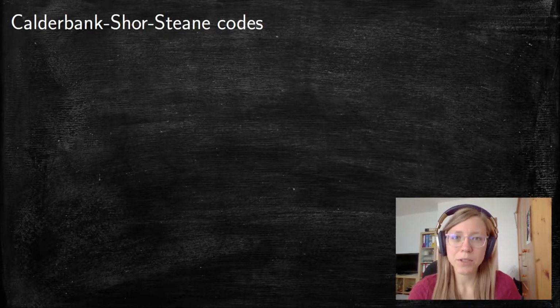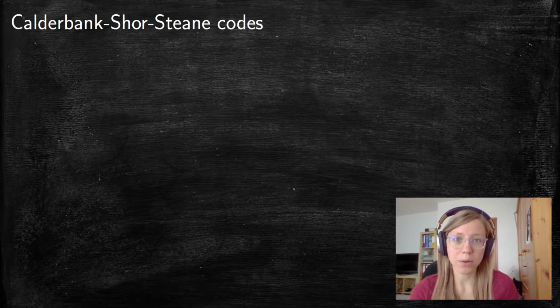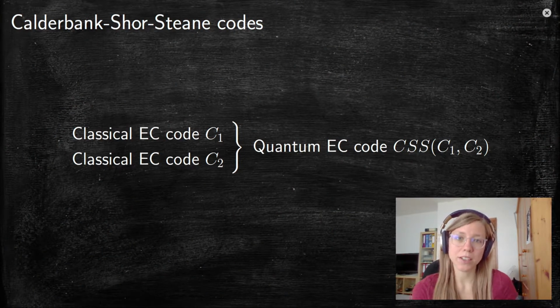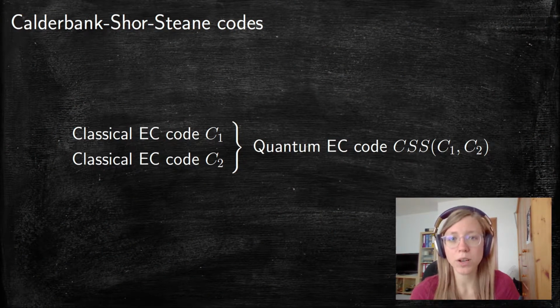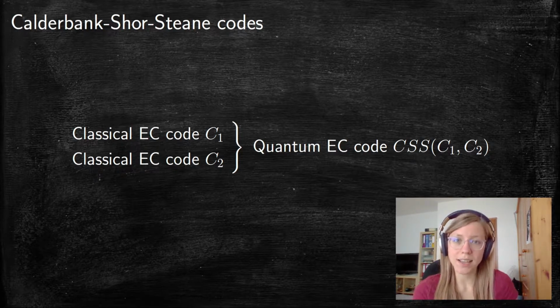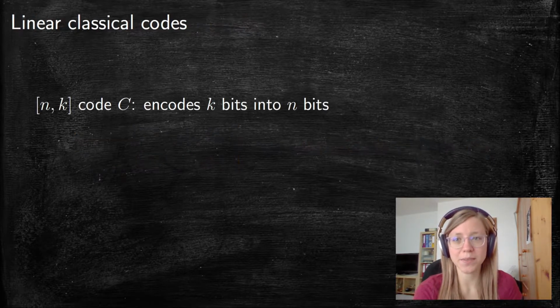Hello and welcome to my video about Calderbank-Shor-Steane codes. These codes form a class of quantum error correction codes that use classical error correction codes to construct a quantum code that can correct quantum errors. To understand these kinds of codes, we first need to understand the basics of classical error correction codes.